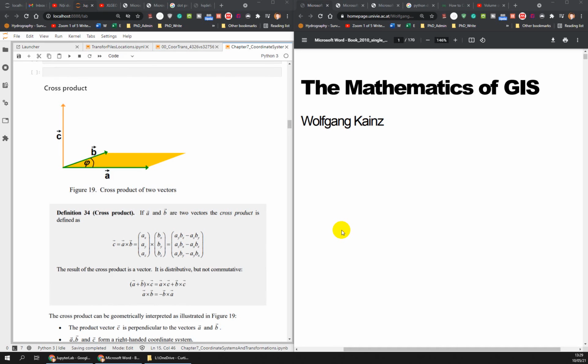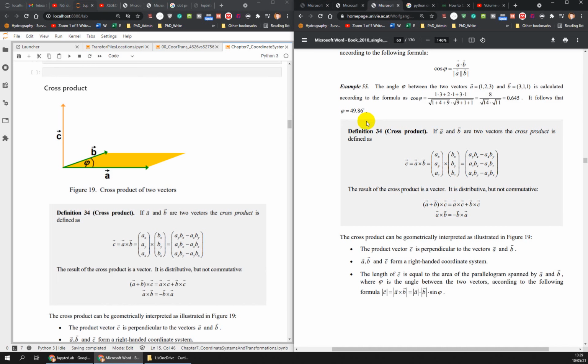Alright, we are back to the mathematics of GIS, and in this part we're going to look at cross products. So what is cross product? Here we have a definition for cross product. The cross product of two vectors A and B is actually a vector. So the cross product of A and B is C, and vector C looks like this.